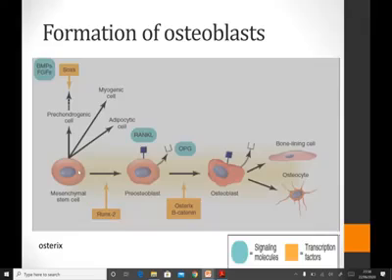Then we have certain transcription factors like RUNX2, the runt-related transcription factor 2, Osterix, and beta-catenin, which basically are involved in the formation. RUNX2 is involved in the differentiation of pre-osteoblast from the mesenchymal stem cell, and then the Osterix and the beta-catenin, they direct the pre-osteoblast differentiation into the osteoblasts.